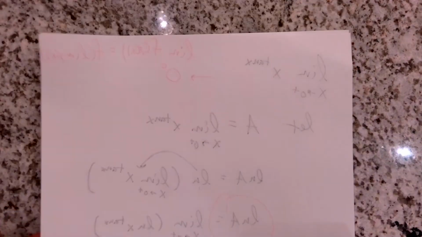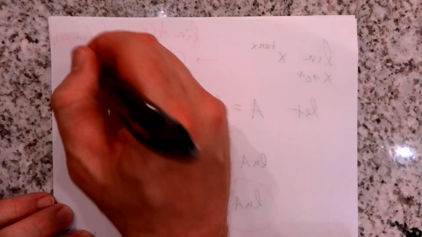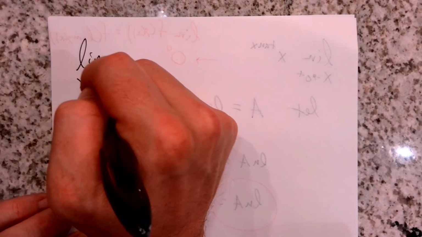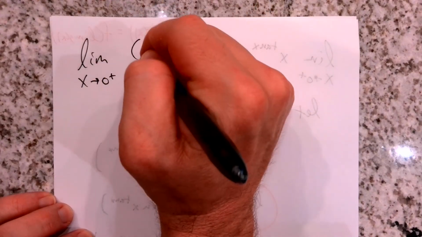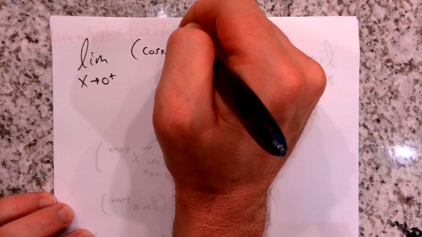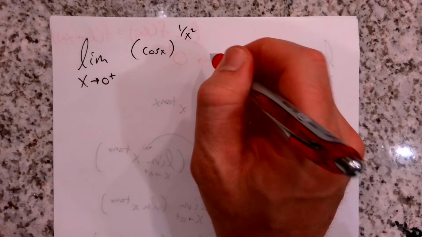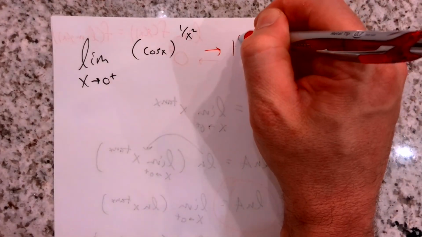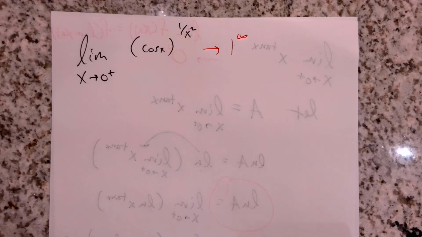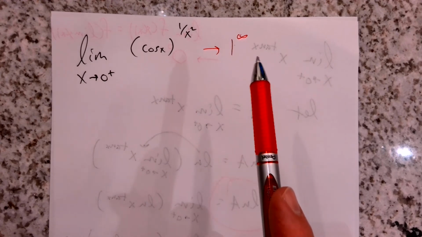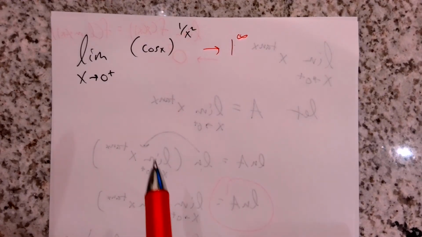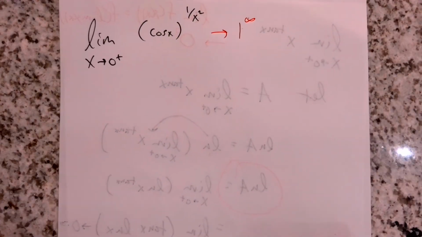Let's do another one. Let's check out the limit as x approaches 0 from the right side of cosine x to the 1 over x squared. So first we plug in 0, see what we're working with here. When we do that, it gives us 1 to the infinity, which is indeterminate. And so we have to first change the structure of the algebraic expression into either 0 over 0 or infinity over infinity. And it's kind of the same thing we did last time.